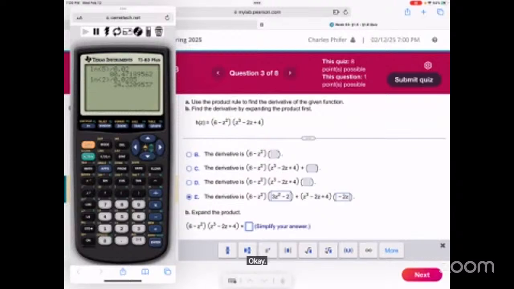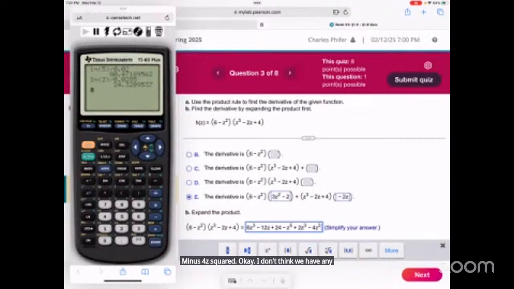Okay. So 6z to the power of 3 minus 12z plus 24 minus z to the power of what, 5? Plus 2z to the power of 3 minus 4z squared. Okay. I don't think we have any like terms. So then expand the product. Okay, I think that's the expansion.